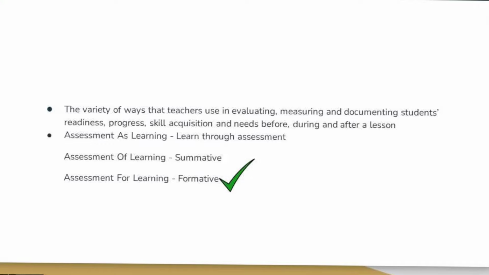There are three types of assessment. The first one is assessment as learning. Assessment as learning is when students learn through assessment. Next, we have assessment of learning. Assessment of learning is a summative type of assessment. A summative type of assessment happens at the end of the school year, or maybe after a semester. It will test students' knowledge and learning capabilities after the whole schooling year, or after the whole semester. And the last type of assessment is assessment for learning.